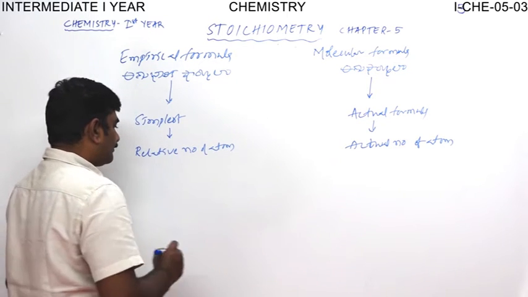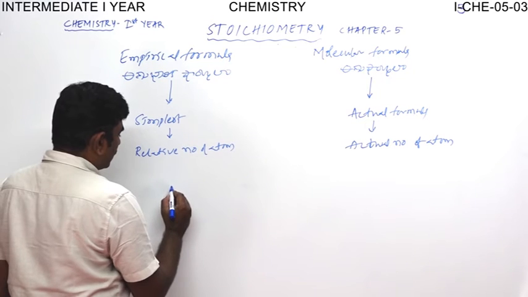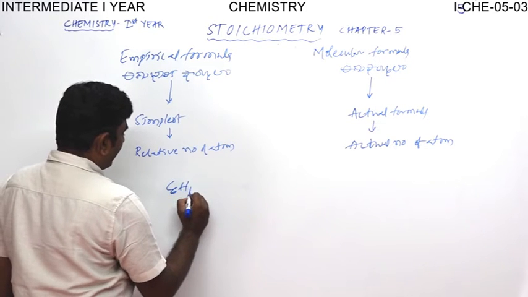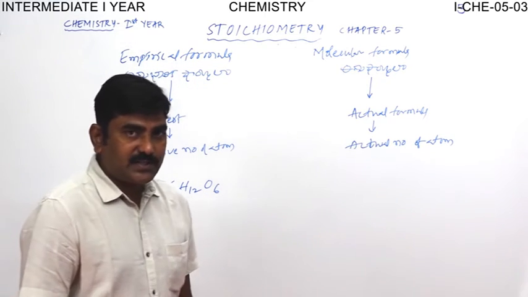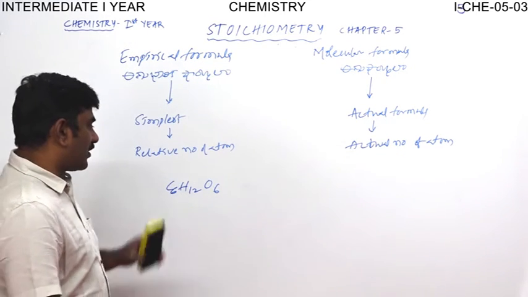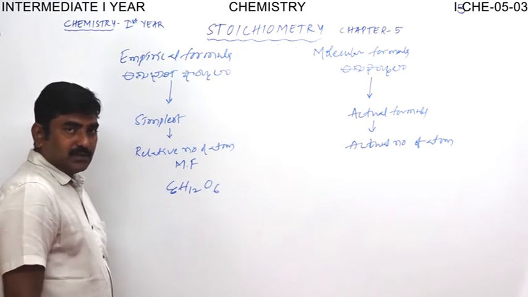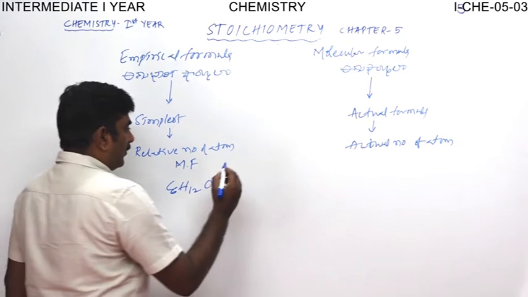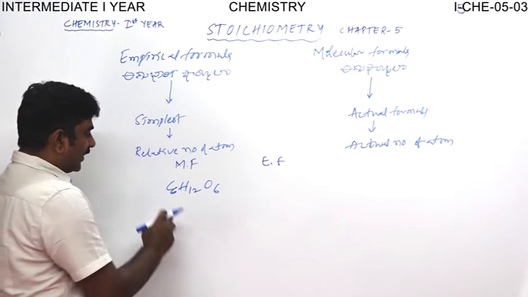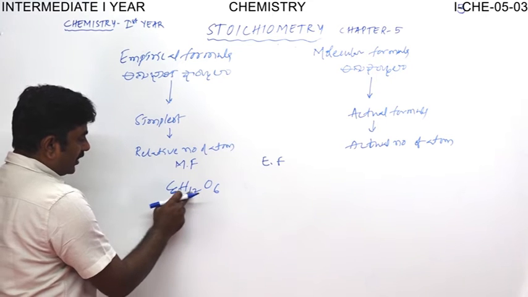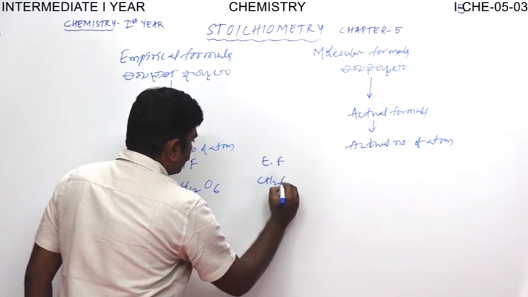For example, I am taking glucose. What is the formula of glucose? C6H12O6. The molecular formula of glucose is C6H12O6. I am trying to write its empirical formula. I am taking the 6, 1 time, 2 times, 1 time. Now I am going to get CH2O.